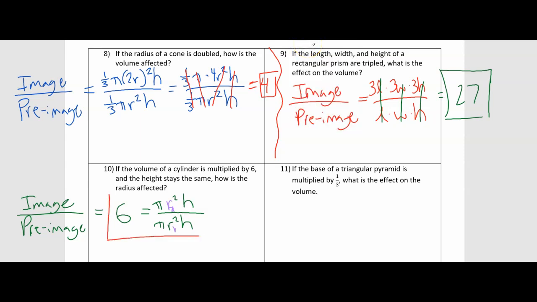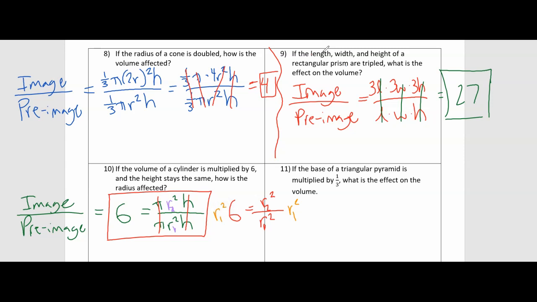Now, let's see what we can do about simplifying this. Well, the h's simplify, the pi's simplify, so we're left with 6 is equal to r sub 2 squared over r sub 1 squared. And our goal is to get r sub 2 by itself. We want to see what r sub 2, or the radius of the image, is equal to in terms of the radius of the pre-image. So let's multiply both sides by r sub 1 squared.